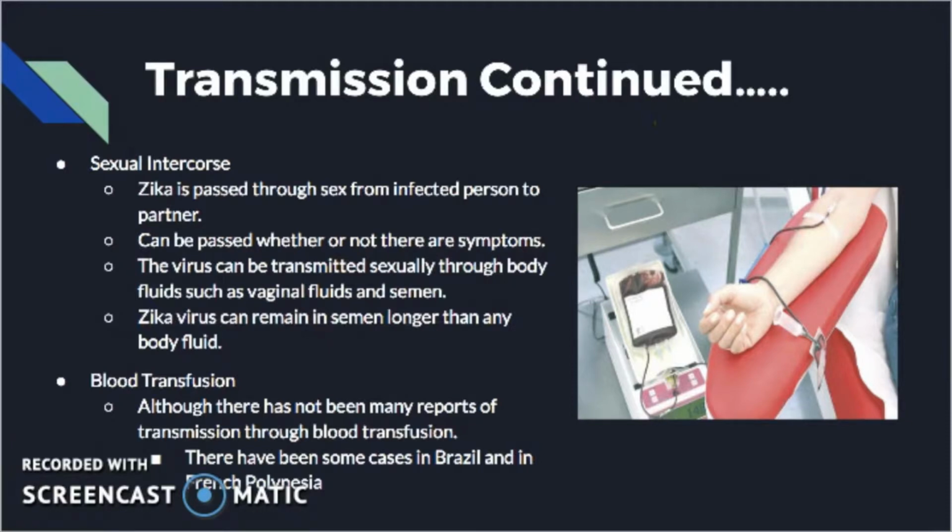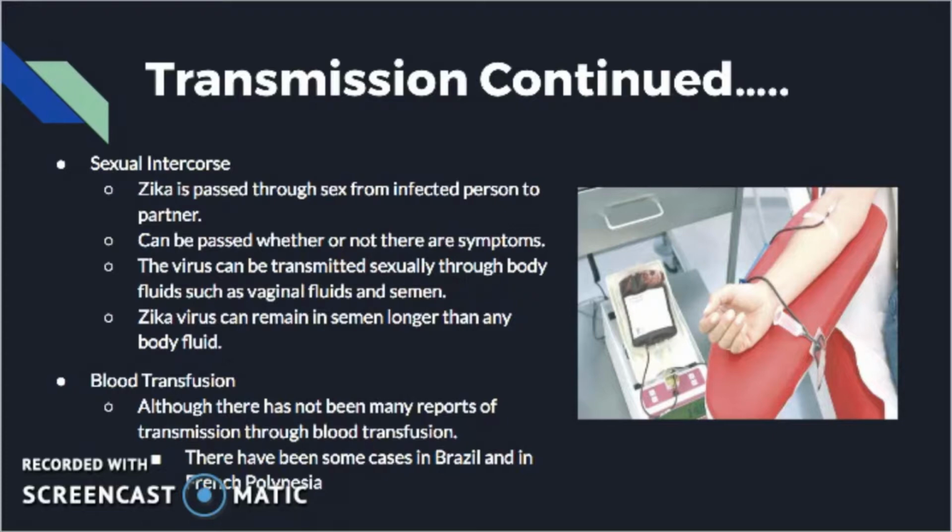Sexual intercourse has also been found to be another way of transmission. It is passed through sexual intercourse from an infected person to their partner. It can pass to the partner whether or not there are symptoms. The virus is transmitted sexually through bodily fluids such as vaginal fluids and semen. Research has found that Zika virus remains the longest in semen over any body fluid.